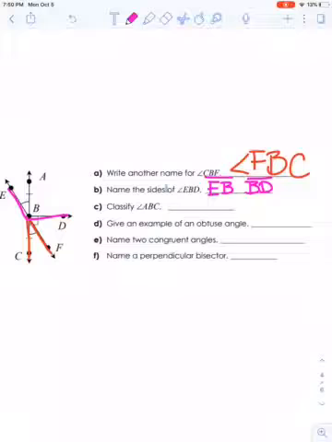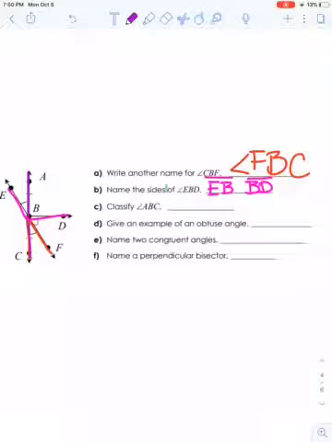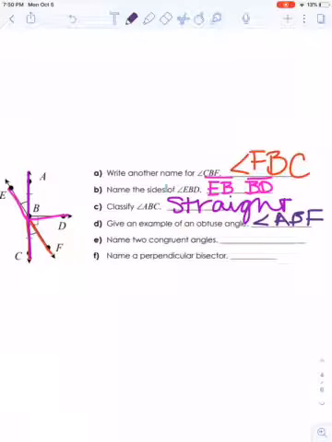Classify ABC. So I'm going to classify this. What it means by classify is, is it straight, obtuse, right, or acute. So in this case, it is straight. Give an example of an obtuse angle. So I look at this and I want to give an example of an obtuse angle. I'm going to say angle ABF. Okay? There's other ones. Angle EBD is another one. So whatever you put there, that's okay.